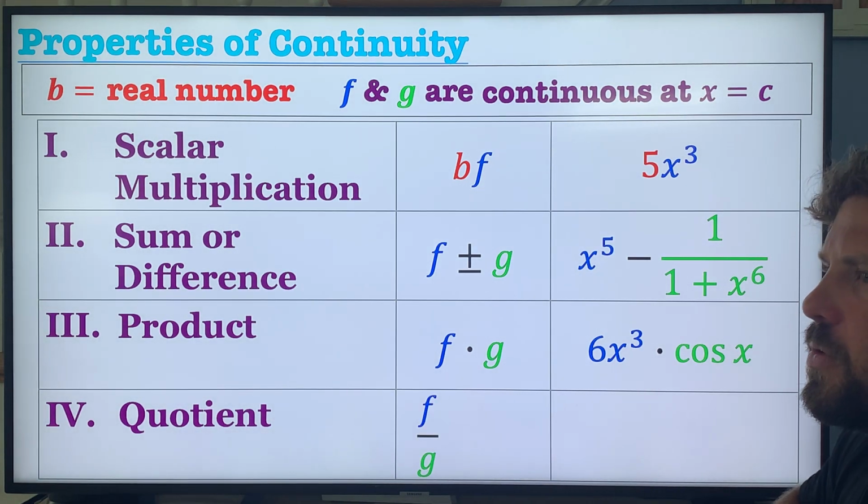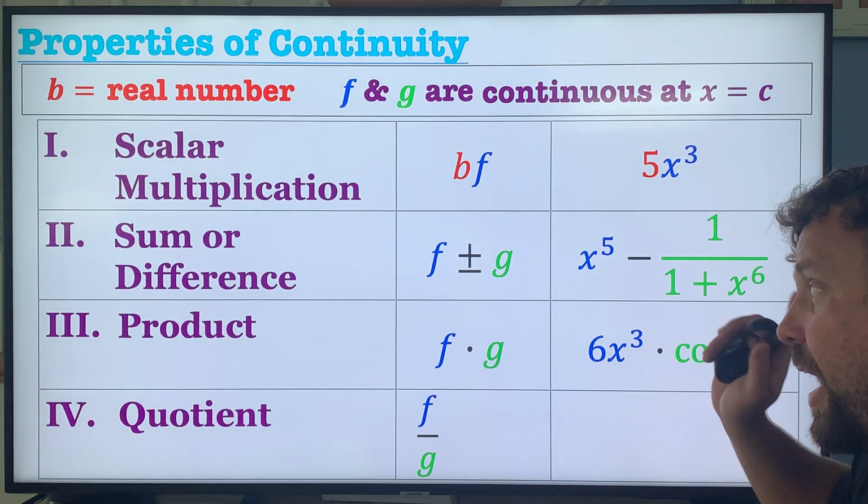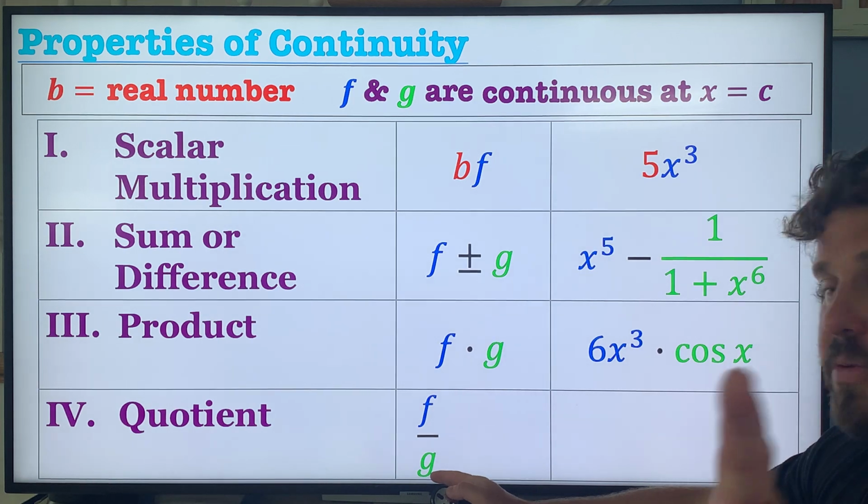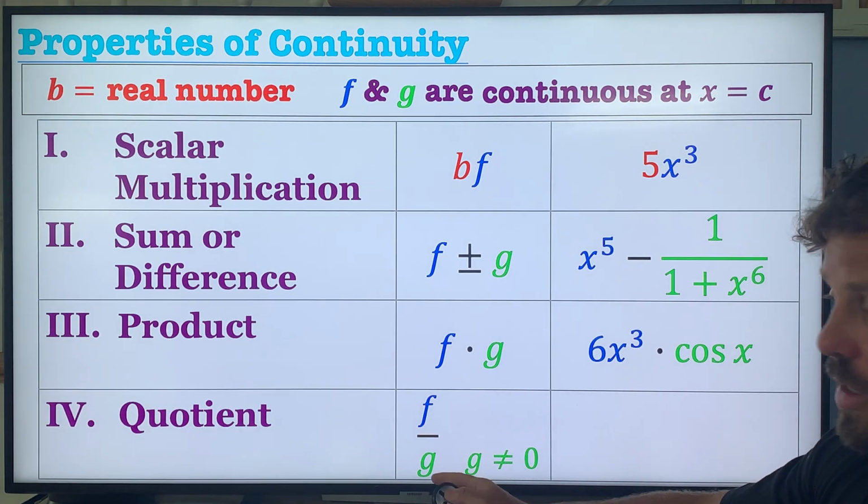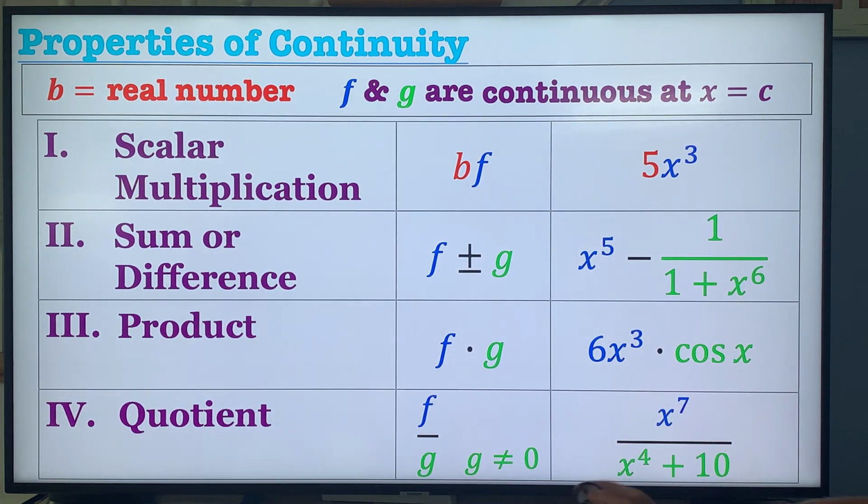Quotient. When you divide two functions, as long as your second function never equals 0, otherwise it would be undefined, then you're good. So x to the 7th over x to the 4th plus 10, this bottom piece can never equal 0. Therefore, this will always be a continuous function. Right? And those are your properties.